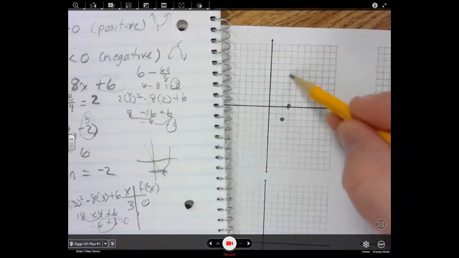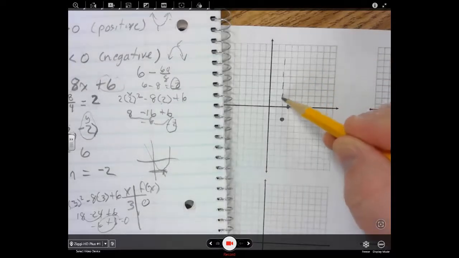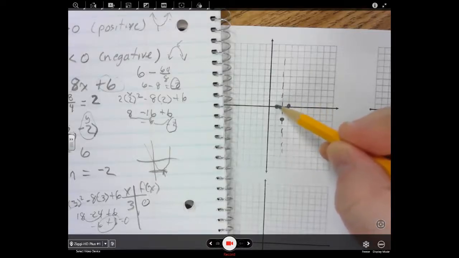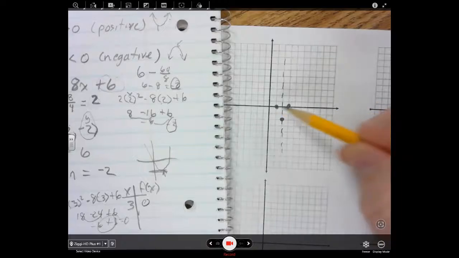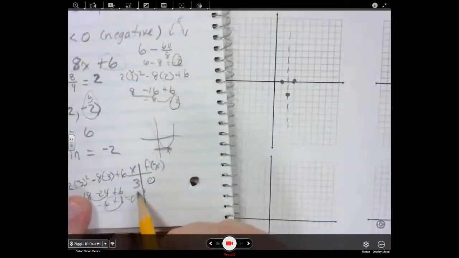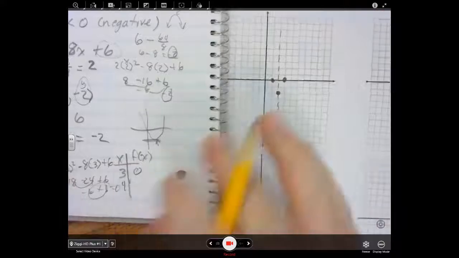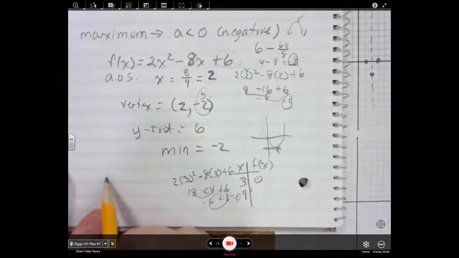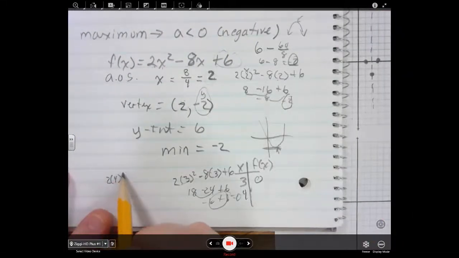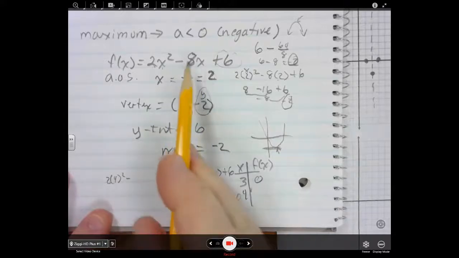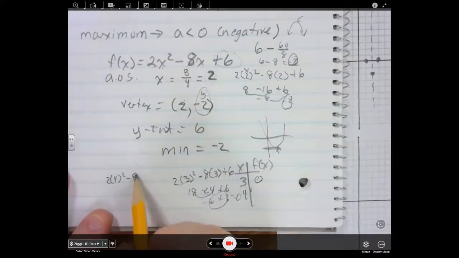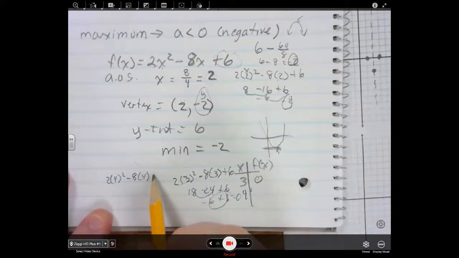And now since we have an axis of symmetry which goes like this, if this is one of my points, the other point is going to be reflected right here. So there's my other solution. So 1 and 3 are my two solutions. I'm going to do one more point. So I'm going to put a 4 in. So I'm going to evaluate this at 4. So 2 times 4 squared minus 8 times 4, and plus 6.